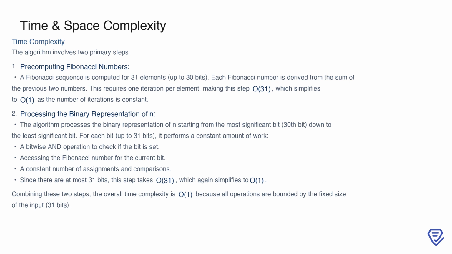Next, the algorithm processes the binary representation of n, starting from the most significant bit and working down to the least significant one. For each bit, a constant amount of work is performed, such as checking if the bit is set using a bitwise operation, accessing the pre-computed Fibonacci number, and performing a few basic assignments and comparisons. Since there are at most 31 bits, this step also takes O(31), which simplifies to O(1). Combining these two steps, the overall time complexity is O(1), as all operations depend on a fixed input size of 31 bits, regardless of the value of n.